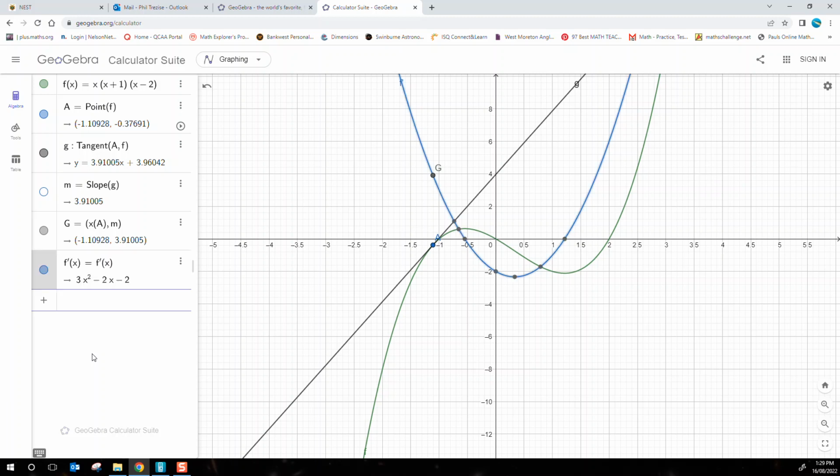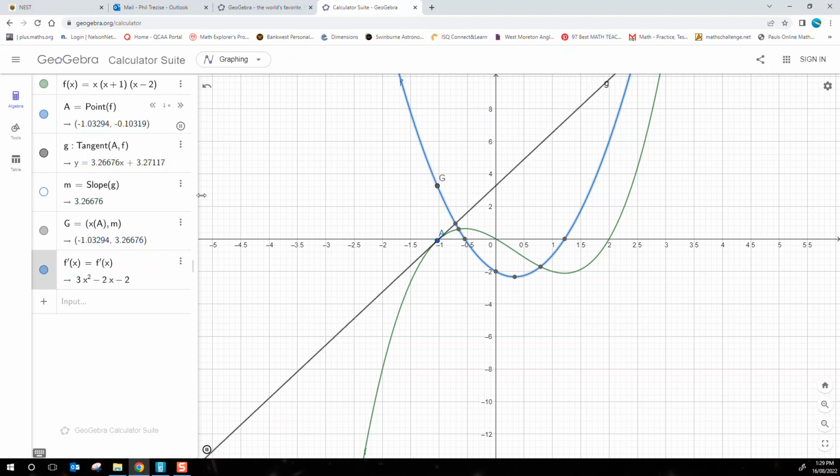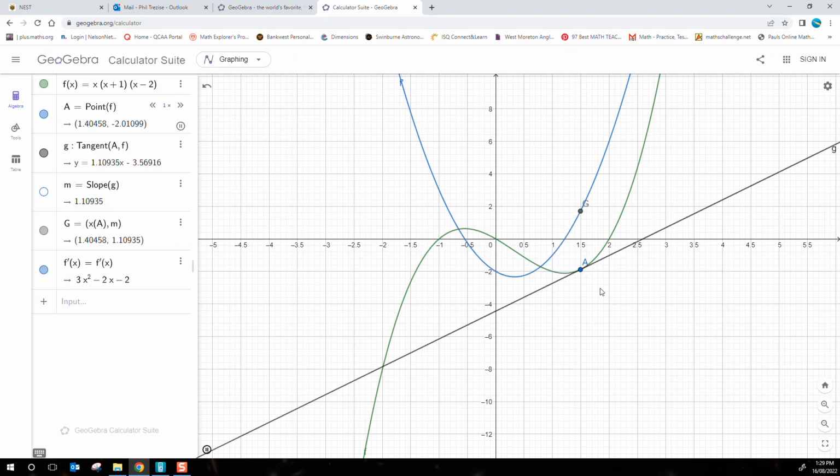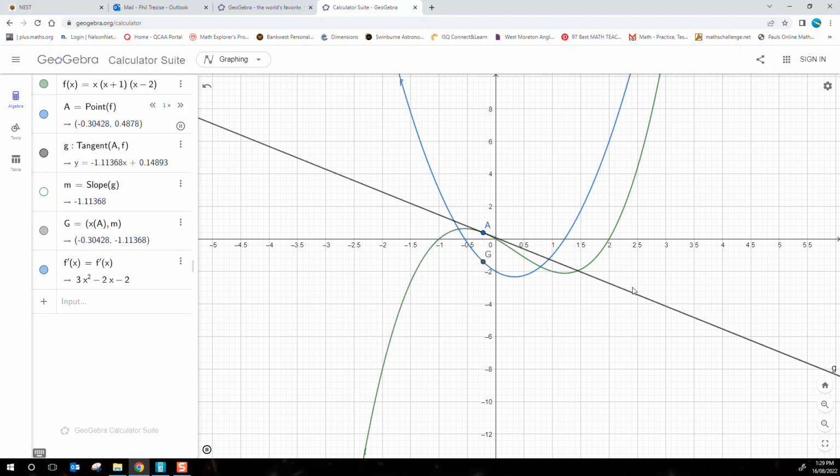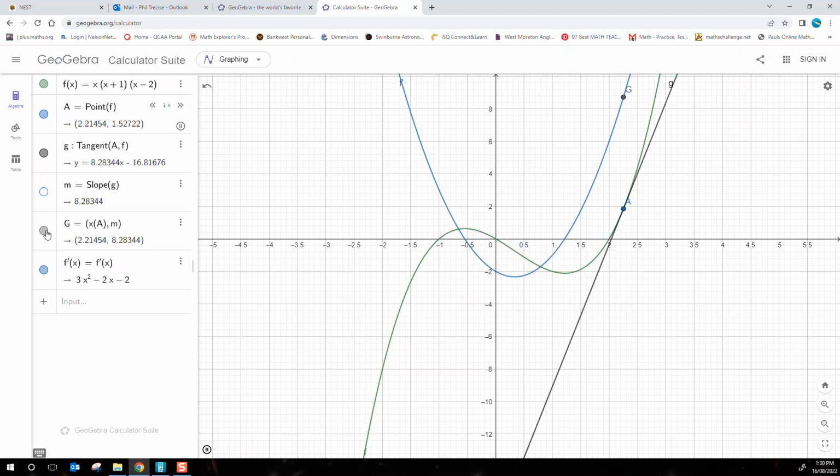I'm sure you've learned in class f dashed is an abbreviation for the derivative or the gradient function of f. So there it is. And it even tells me the polynomial form of this thing. And there you go. As point A moves along the cubic function, I've got the tangent line drawn there, and then point G is sliding around the derivative function. I don't even really need the tangent line to be there.